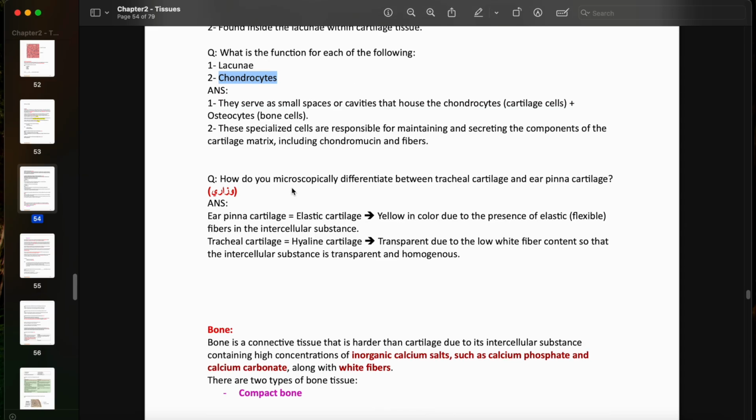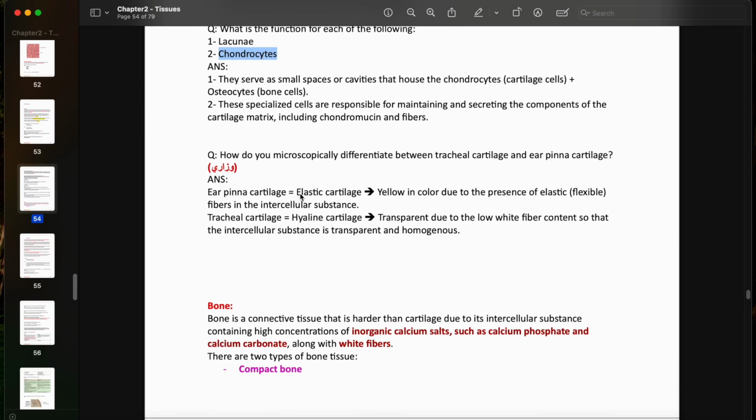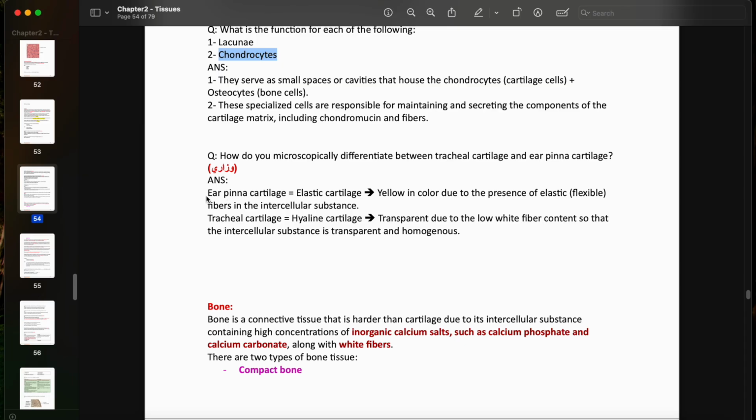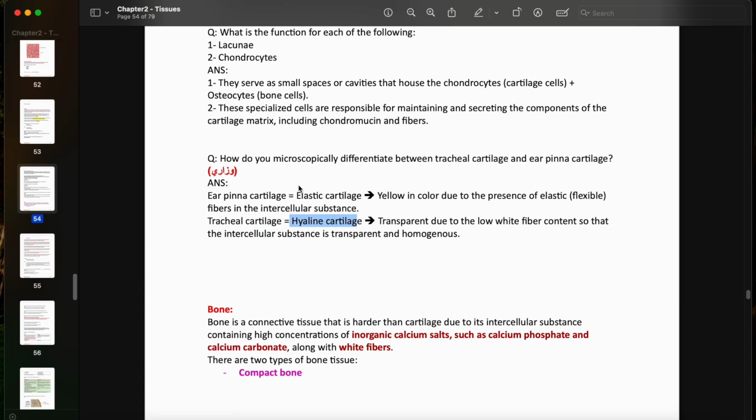Question, how do you microscopically differentiate between tracheal cartilage and ear pinna cartilage? This is an important question. We know that the ear pinna cartilage is elastic cartilage and the tracheal cartilage is hyaline cartilage. So we're going to compare the elastic with the hyaline.